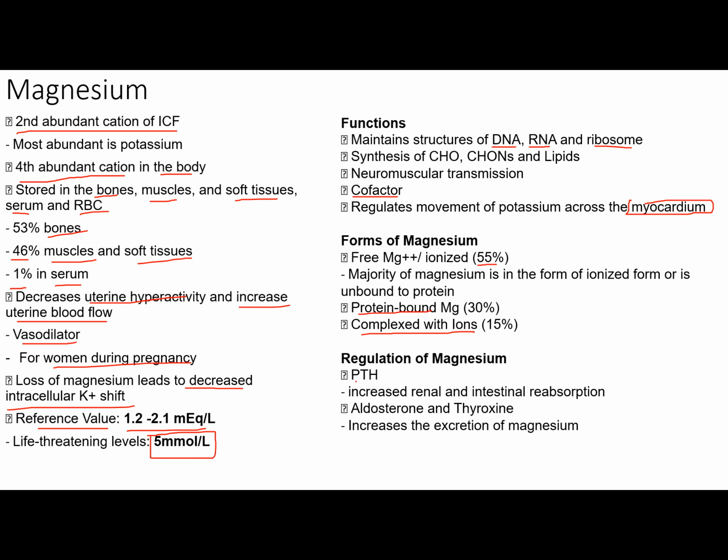Regulation class is via the parathyroid hormone. So pansin nyo, PTH class controls a lot of electrolytes, yung calcium, yung phosphorus, or yung phosphate, and even magnesium. So for magnesium, there would be increased renal and intestinal reabsorption. Aldosterone and thyroxine increase the excretion of magnesium. So si PTH class increases the reabsorption. Si aldosterone and thyroxine, excretion naman ng magnesium.